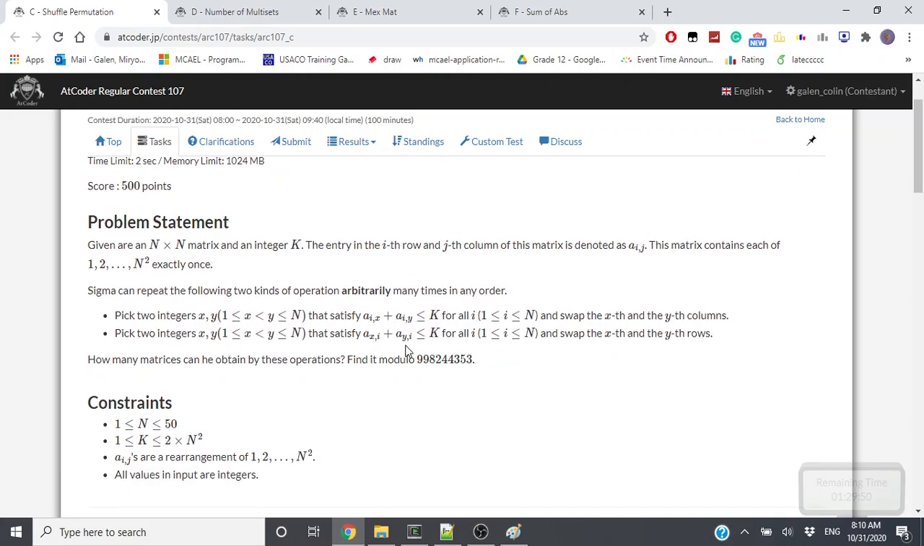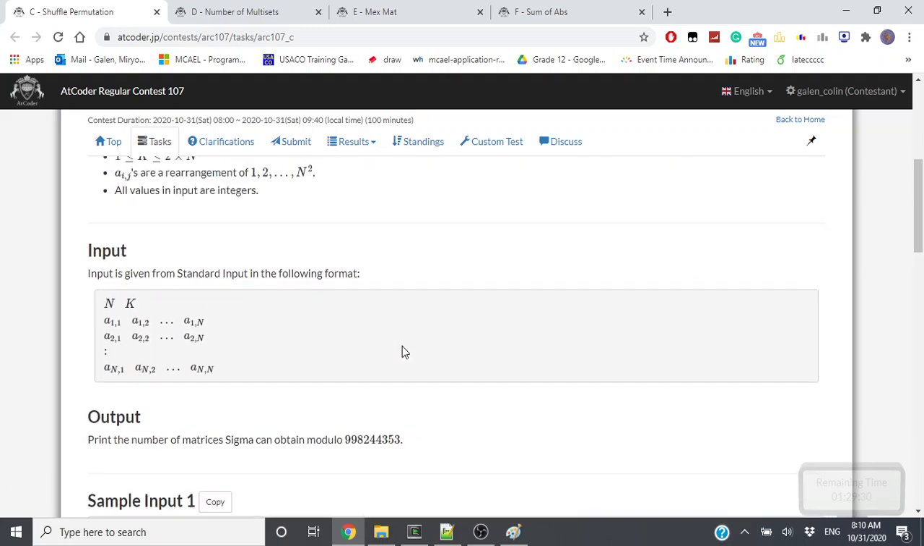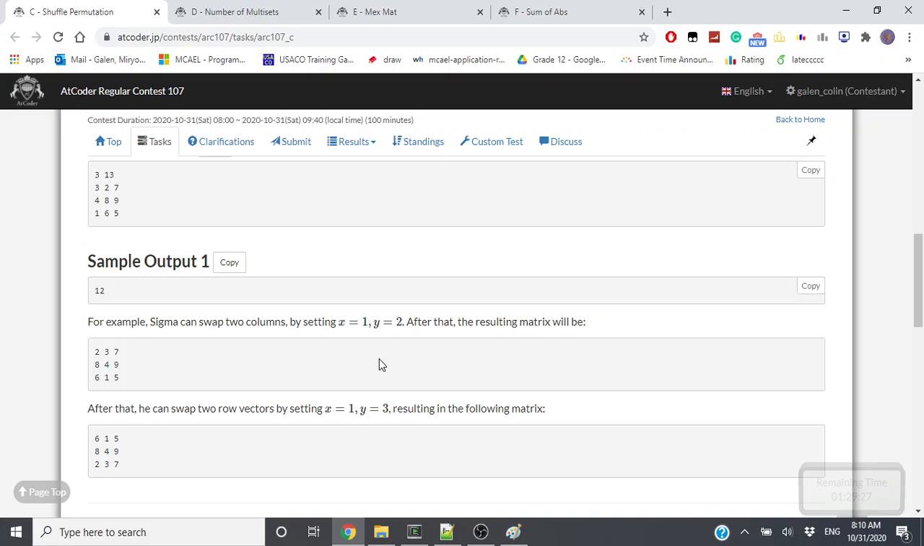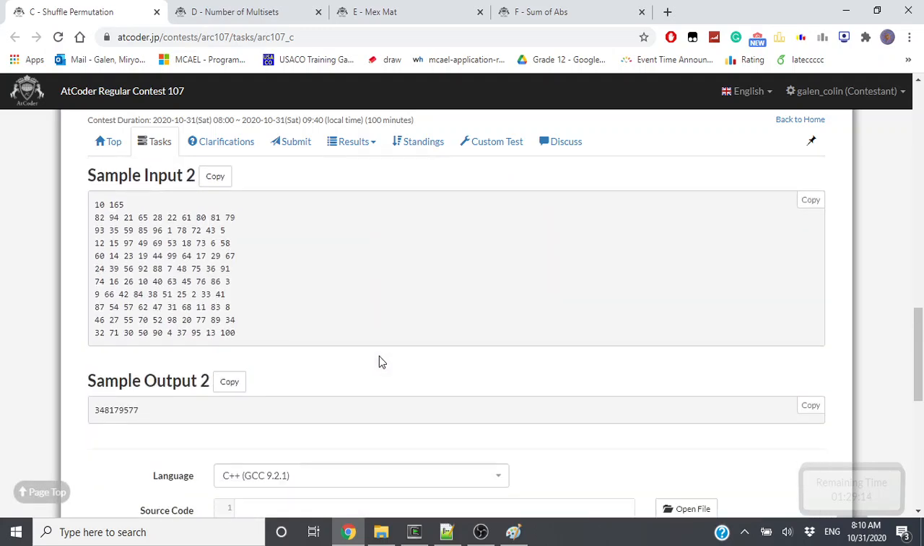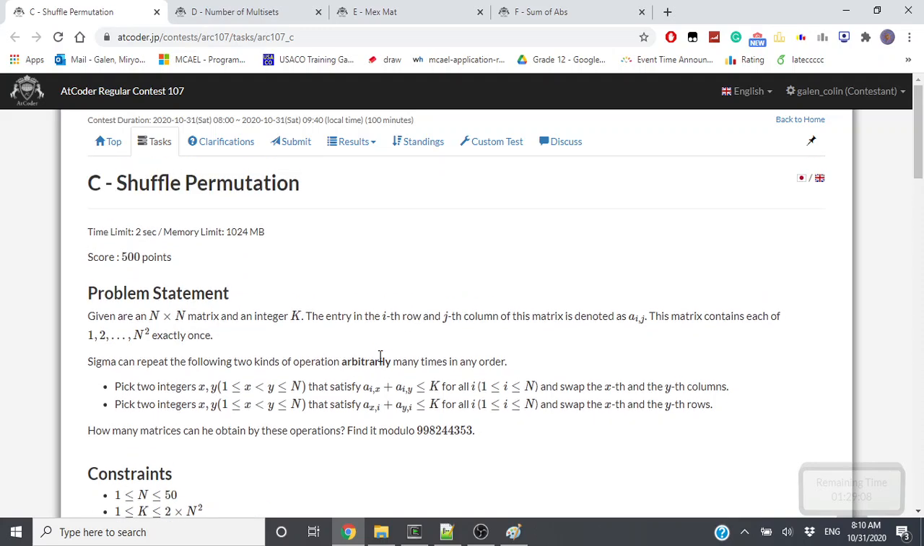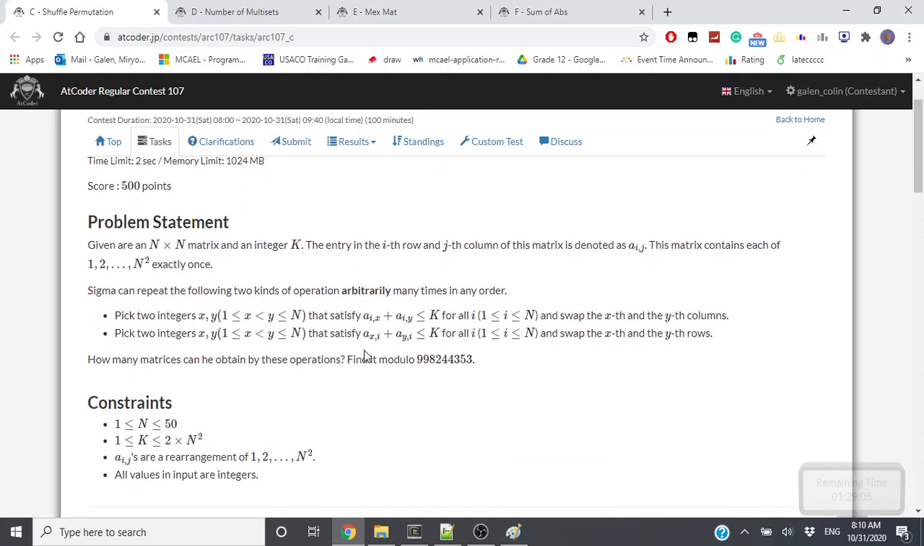Shuffle permutation. Oh, fun. Do the array elements matter? Why would the array elements matter? It's like equivalent to them all being just equal to their position, isn't it? Okay, never mind. Yeah, we need the actual array elements, sure.